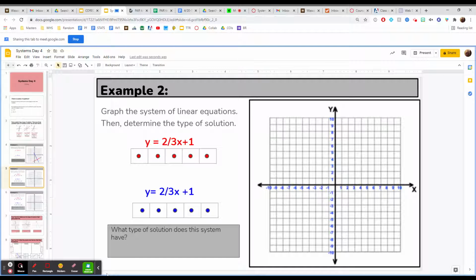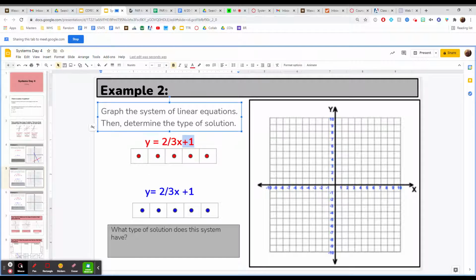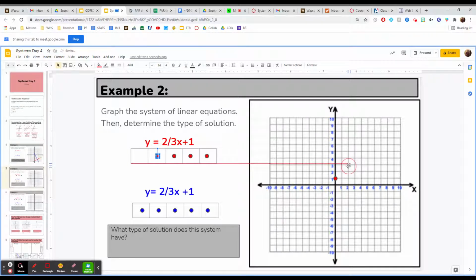On example number 2, again, we're going to graph these two equations. I'm going to start with identifying the y-intercept on line 1, and that is 1. I'm going to go to 1, and then my slope is 2/3. That means the change in y is 2, the change in x is 3. So I'm going to go up 2, right 3: 1, 2, 3.